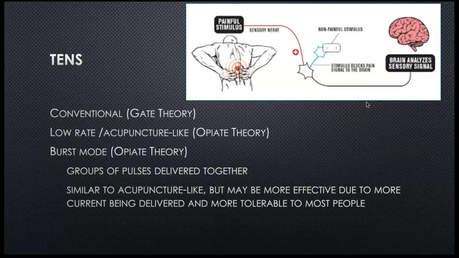All right, TENS. So there's 3 types of TENS. There's conventional TENS, which kind of works on the gate theory. Low rate or acupuncture-like TENS, which kind of works on the opiate theory. And then something called burst mode, which is kind of similar to acupuncture, where groups of pulses are delivered together.